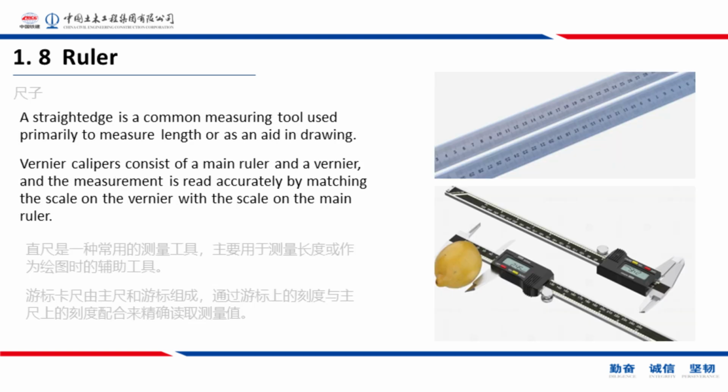PPT 11. 1. Ruler. A straight edge is a common measuring tool used primarily to measure length or as an aid in drawing. Vernier calipers consist of a main ruler and a vernier, and the measurement is read accurately by matching the scale on the vernier with the scale on the main ruler.